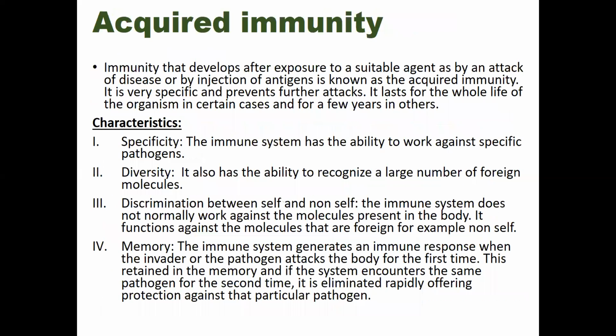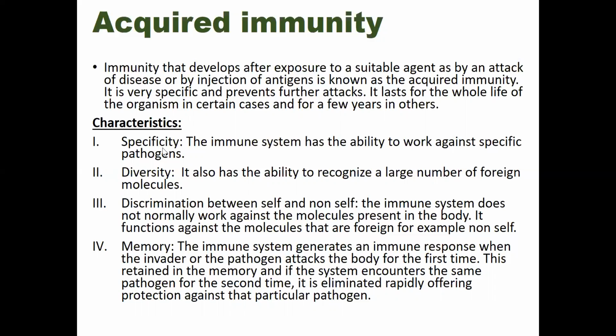Okay, so now let's talk about another type of immunity, which is known as the acquired immunity. Acquired immunity develops after exposure to a suitable agent, as by an attack of disease or by injection of antigens. And another thing is it is very specific and it also prevents further attacks. Okay, and it lasts for the whole life of the organism in certain cases, for a few years in others. So that means this type of immunity can create memory cells. That's why they can remain within the body for the whole life or a certain period of time.